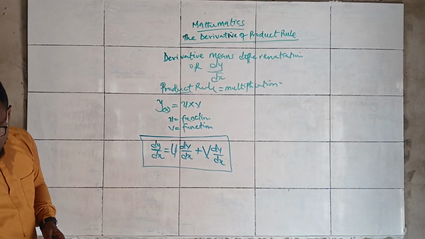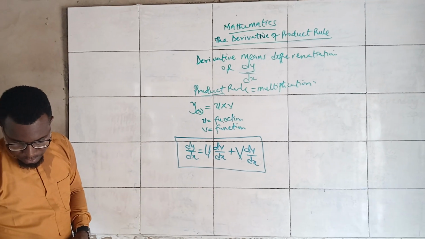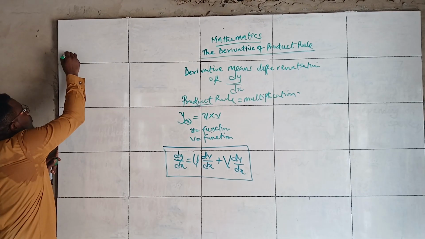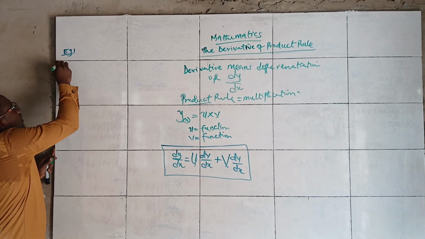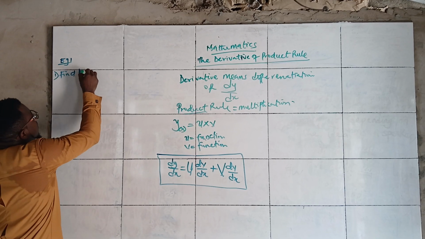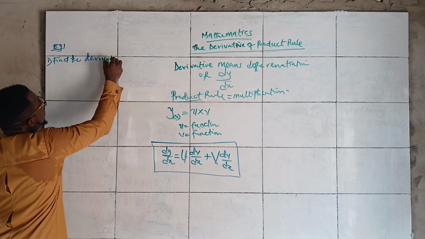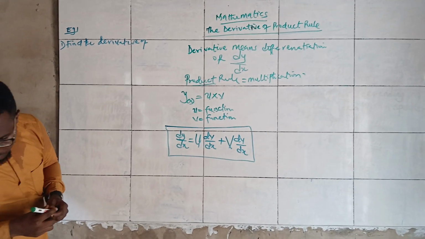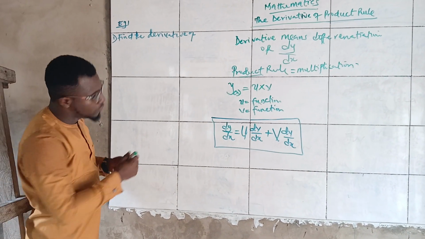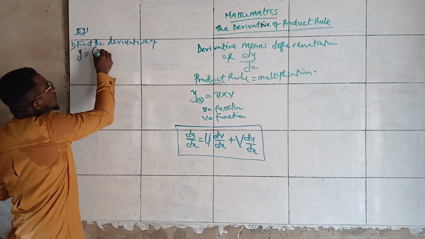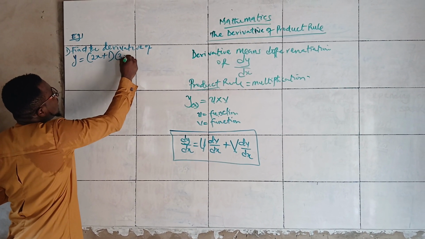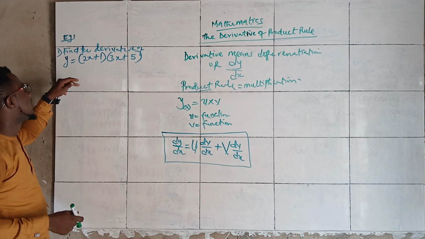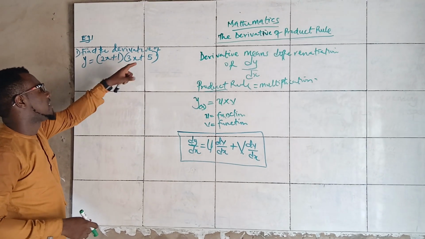So if we have a function, an example, when they say find the derivative of a function, so we're looking at example 1. They say find the derivative of, they give you two functions. Number one, y is equal to 2x plus 1 and 3x plus 5. They say we should find the derivative of y is equal to (2x plus 1)(3x plus 5).